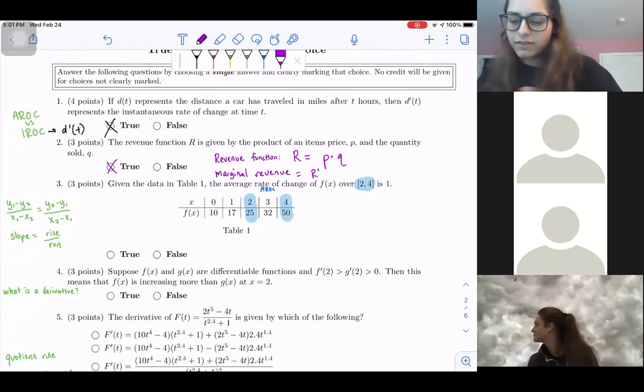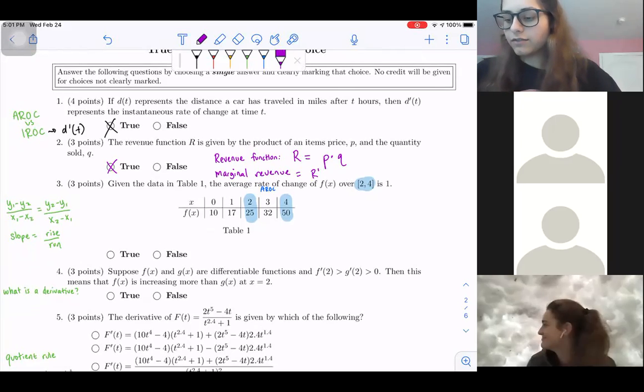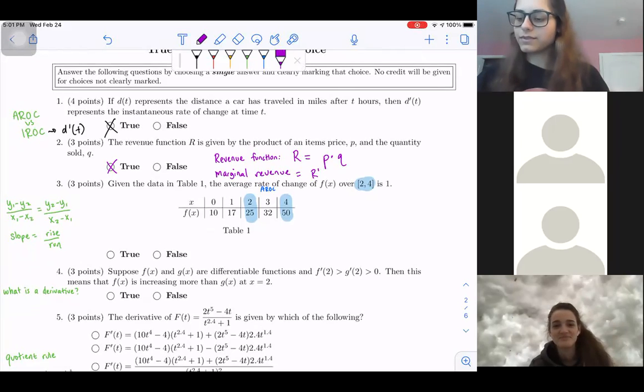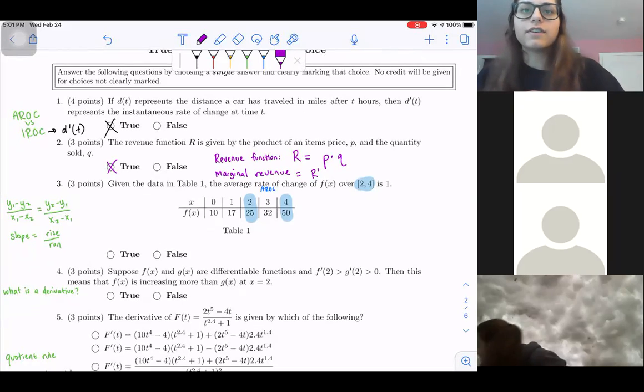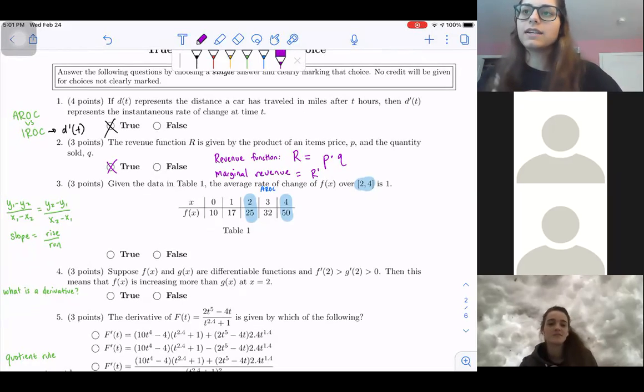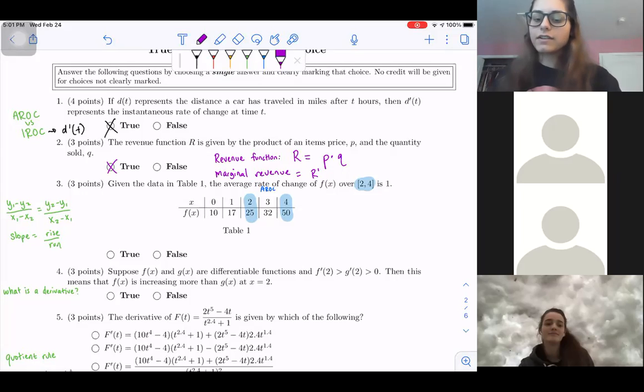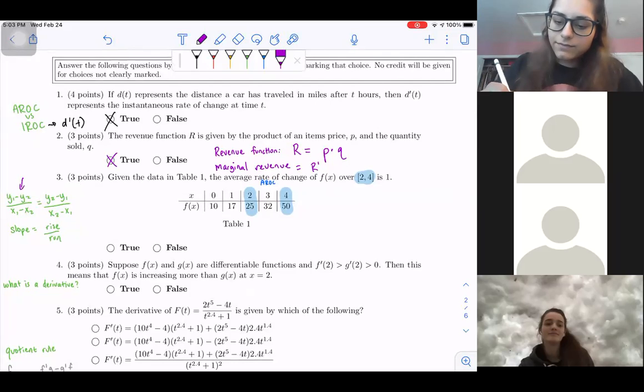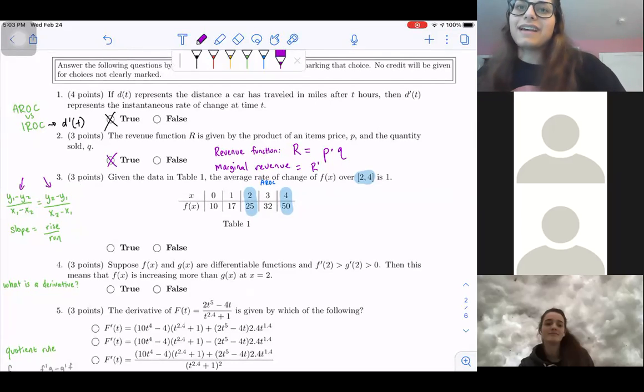All right, number 3, given the data in table 1, the average rate of change of f of x over the interval from x equals 2 to x equals 4 is 1. Okay, so we want to calculate the average rate of change. When you calculate the average rate of change, you're just finding the slope between 2 points. They gave us an interval here, they're giving us 2 points. We want to find the slope between the two, which will give us our average rate of change. So when we find a slope, we know that slope equals rise over run, otherwise known as the change in y over the change in x. So you can use either of these two formulas right here. They will both give you the exact same thing.